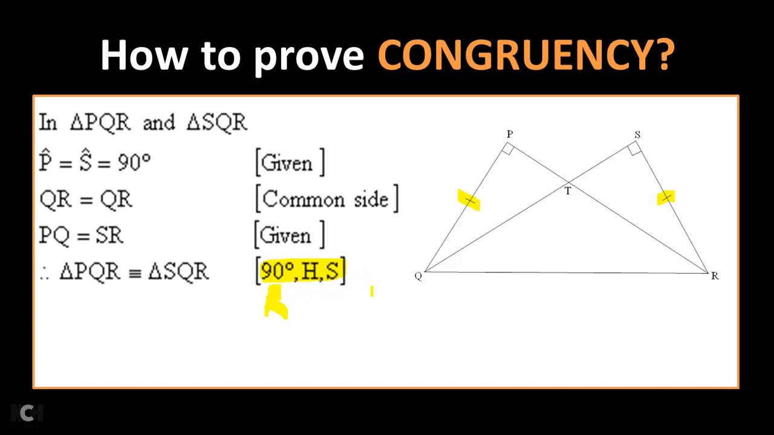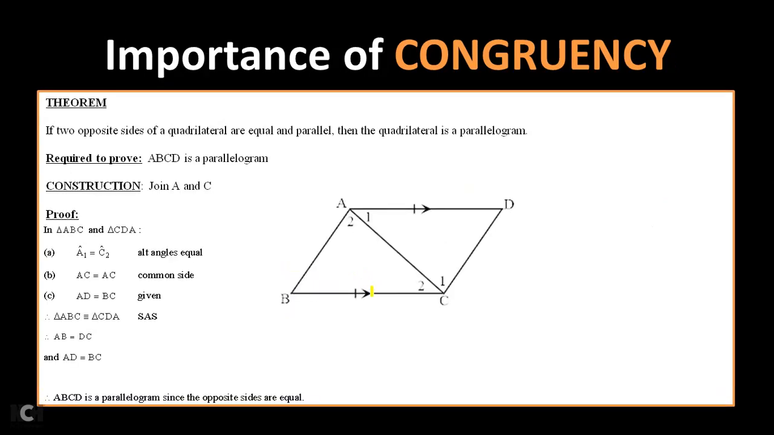So the congruency helps us. It's very important because it helps us with a lot of things. So for example, we are able to prove theorems using the congruency. Here I have an example of a theorem that is being taught in grade 10. If two opposite sides of a quadrilateral are equal and parallel, then the quadrilateral is a parallelogram. So we used congruency here to prove that the quadrilateral ABCD is a parallelogram.